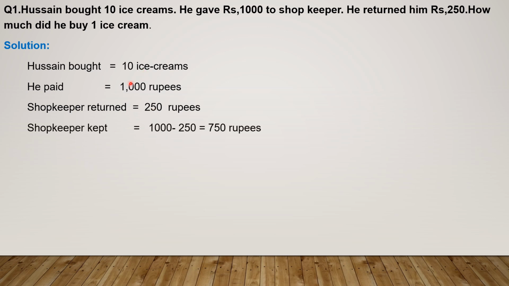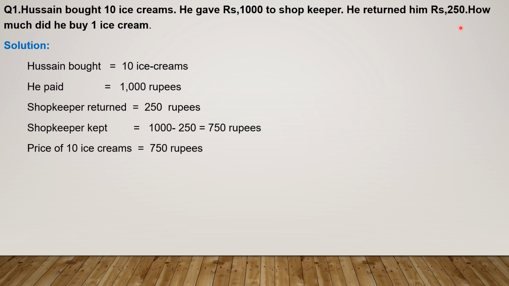The shopkeeper kept 1000 minus 250. 1000 minus 250 means he will keep with himself 750 rupees. Hence 750 is the price of 10 ice creams. That's why the shopkeeper is taking 750 rupees from Hussein. Now the price of 10 ice creams is 750 rupees.